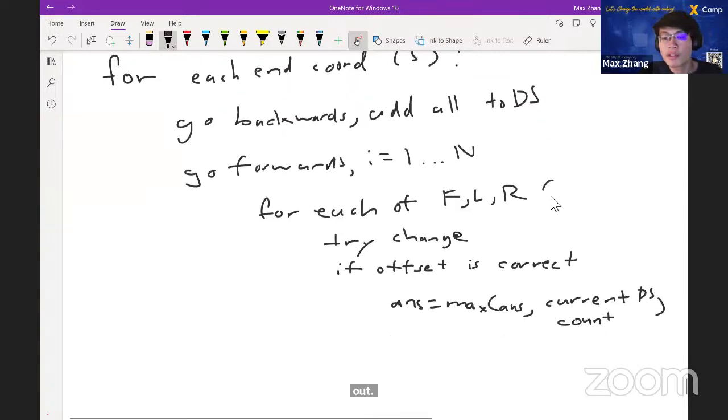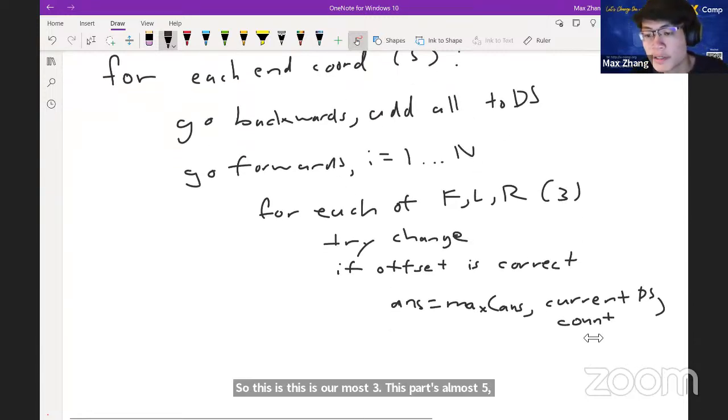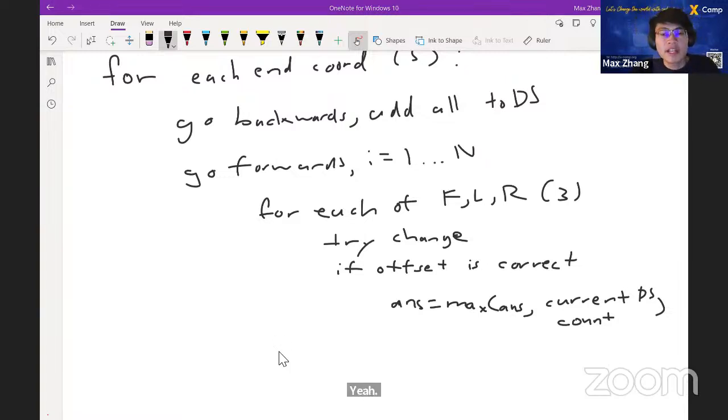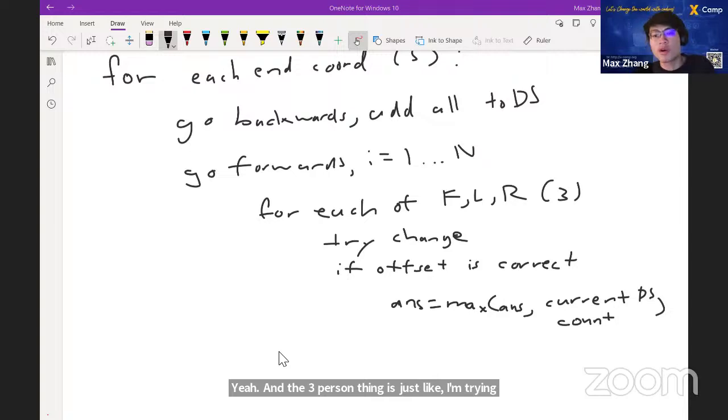So this is at most 3, this part's at most 5, and this part's n. So this is O of n. And the 3 per position is because I'm trying each possible character. Actually, you don't have to try all the possible characters because only some of them are going to be valid. But I was just being a little simplistic in demonstrating this, since it's all O of n anyway, so it doesn't really matter if you do an extra factor of 3 or whatever.